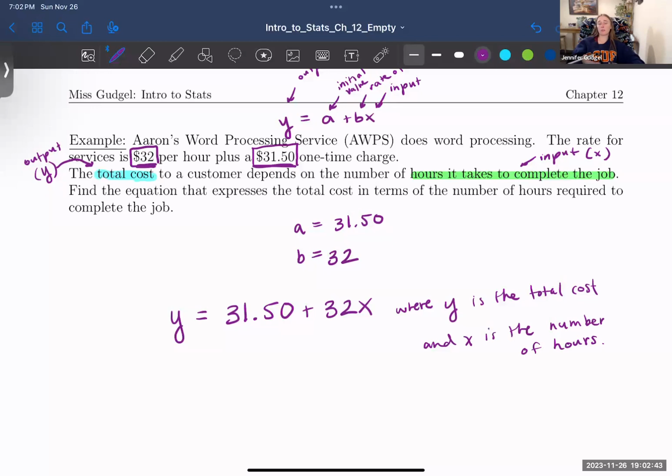Because we can solve something the other way as well. You could be asked, if it cost $50, if they're charged $50, how many hours did they work? Well, you would plug the 50 in for Y, because that was the total cost. You wouldn't plug 50 in for X because they didn't say they worked for 50 hours. They said if the cost was $50. All right, and we will be doing some examples of those too. Right now, we're just working on setting it up, but I want you to be thinking about this as you do these initial examples.